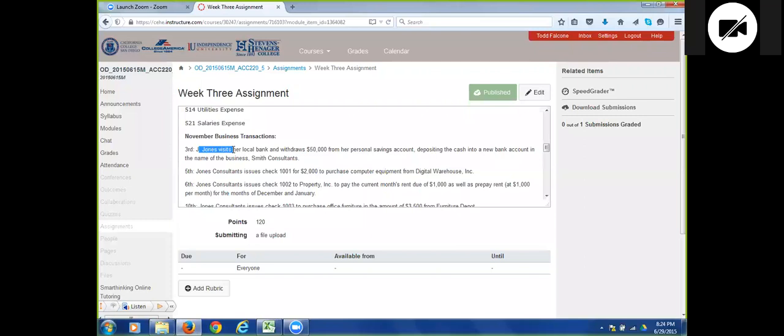So for instance, J. Jones visits her local bank and withdraws $50,000 from her personal savings account, depositing the cash into a new bank account in the name of the business, Smith Consultants. So rules of debits and credits. Remember, you have to have at least one debit and at least one credit, and your debits have to equal your credits. In this case, the owner of the business is taking her own personal money and putting it into the bank account. So the account that's going to be affected is cash. Your cash is going to increase.